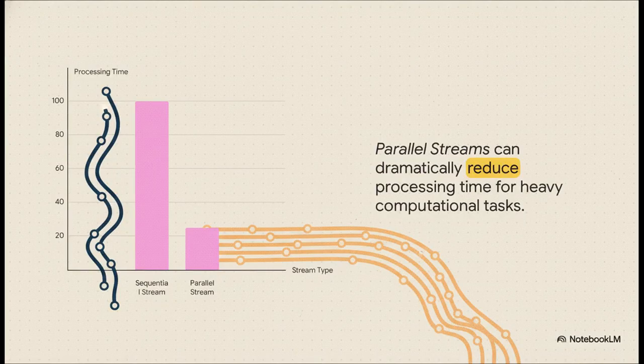And this chart just says it all, doesn't it? For a big, complex job, a regular sequential stream might take a while. But by making one tiny change, literally just changing .stream to .parallelStream, you can slash that processing time. It's an incredible amount of power, and you don't have to write a single line of complicated multi-threading code yourself.